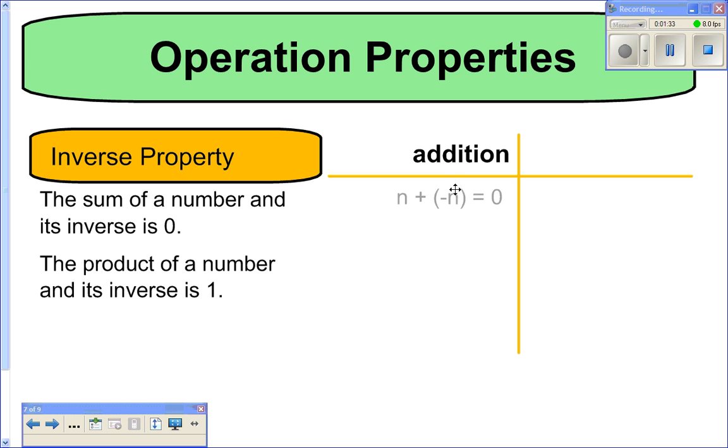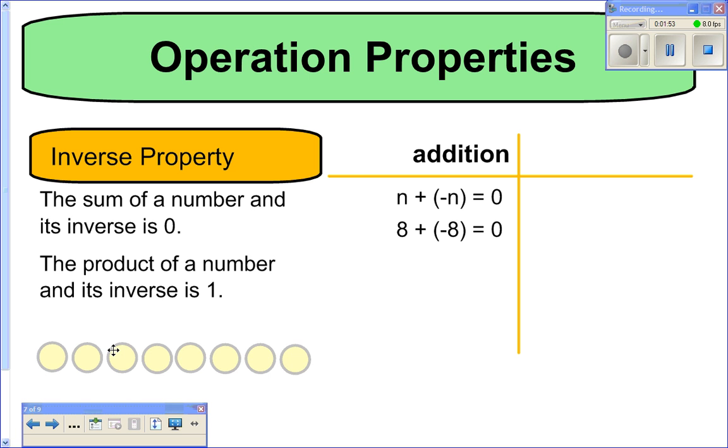That could be represented using variables this way. N, which could represent any number, and you add its opposite, should give you 0. We'll look at numerals to demonstrate that. 8, and you add -8, should give you 0.